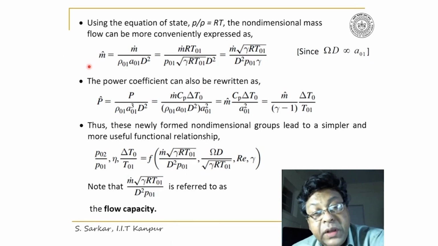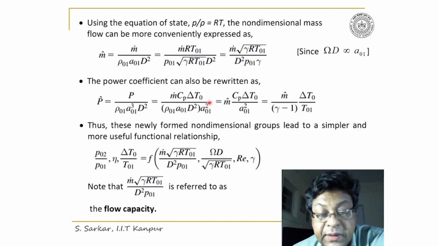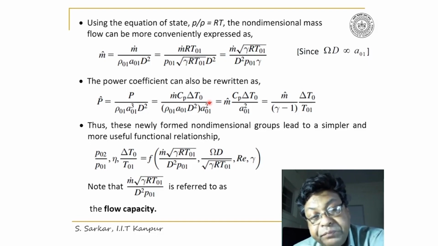Similarly, the power coefficient can be expressed as P tilde, as P divided by rho 01 A01 to the power cube into d square. Now P can be expressed as m dot Cp into delta T0, where delta T0 is the temperature rise across the machine.